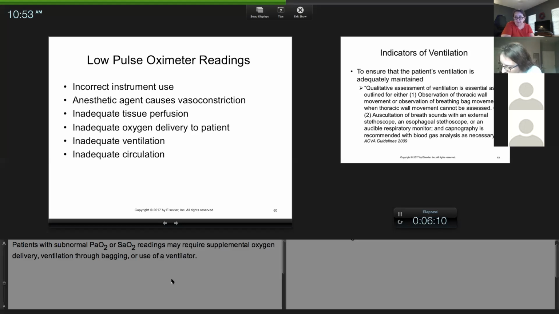If you do not have adequate perfusion, and I've told you, why do you not have adequate perfusion? It can be because of vasoconstriction, low blood pressure, or dehydration. Do you see how all of that can cause inadequate perfusion? Inadequate oxygen delivery. So your tank runs out of oxygen.